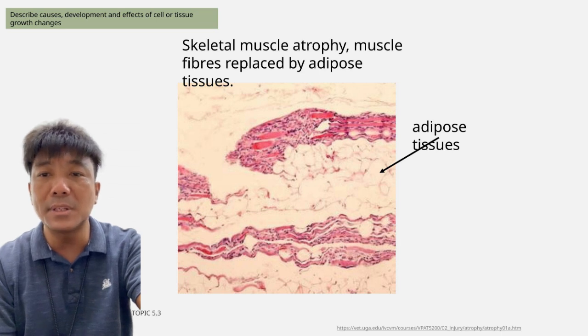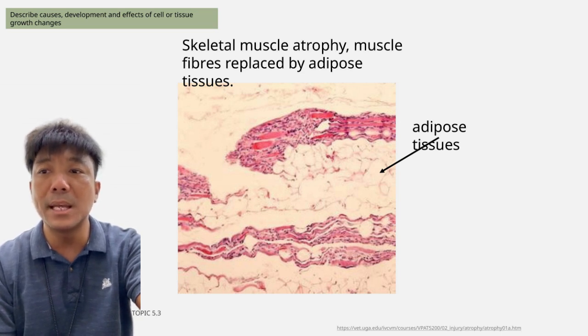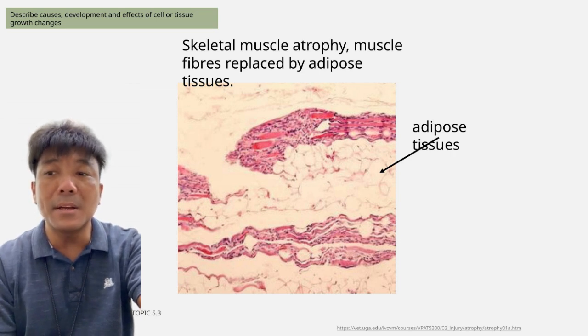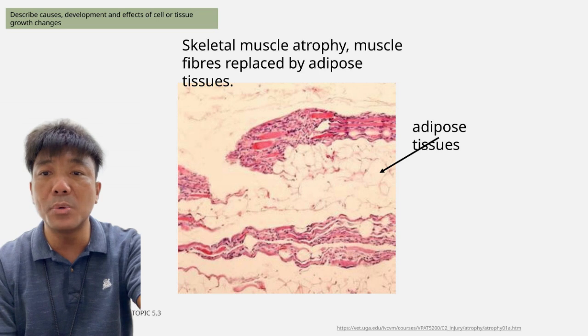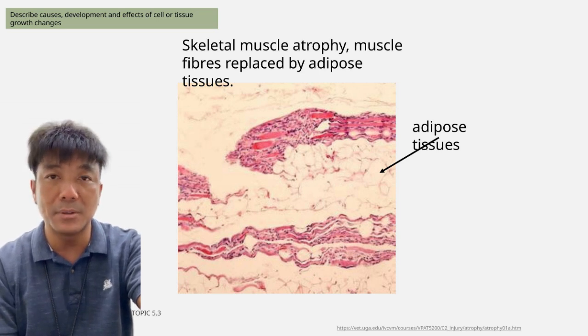Skeletal muscle atrophy involves the replacement of muscle fibers with adipose tissue. Causes include disuse, denervation, and malnutrition. This process leads to reduced muscle mass and strength, impacting functional capacity. Understanding these changes is crucial for developing interventions to prevent or reverse atrophy, thereby maintaining muscle function and overall health.